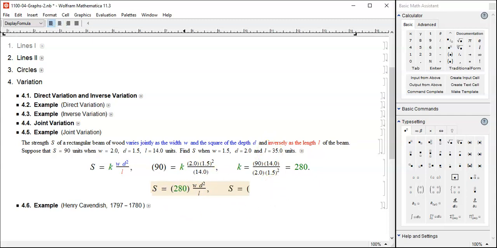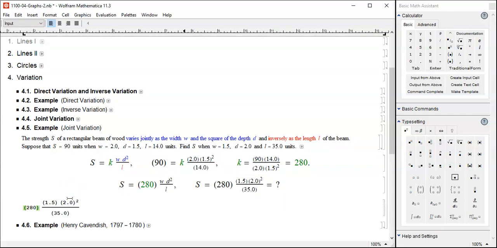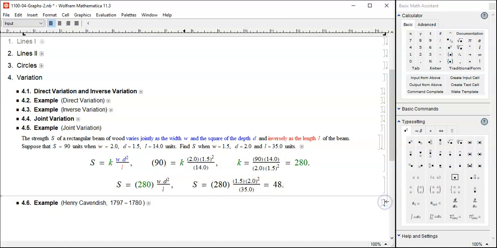S is equal to 280 times W, which is 1.5, and then D is 2.0 squared, and then divide by 35.0. Did I do this right? Please check. And then let's punch it into the calculator. I'm going to get 48. And that is the final answer.